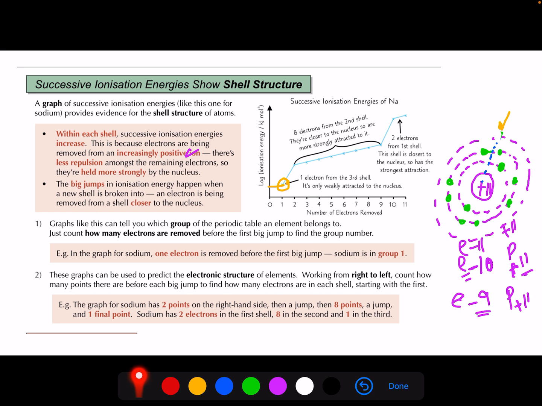And common sense, the attraction of these 11 protons among the 9 electrons would definitely be more. I think now the point is clear. So that's what they mean by: this is because electrons are being removed from an increasingly positive ion. There's less repulsion amongst the remaining electrons, so they're held more strongly by the nucleus. I hope it's clear. Plus, the repulsion among the electrons is less.